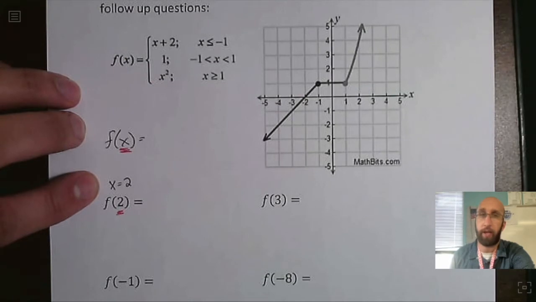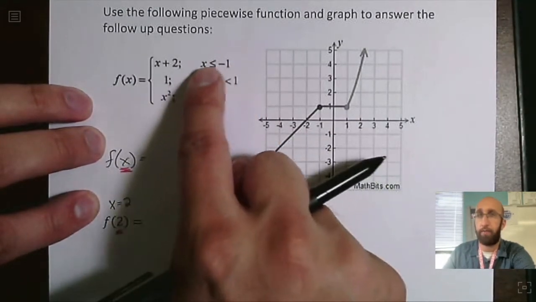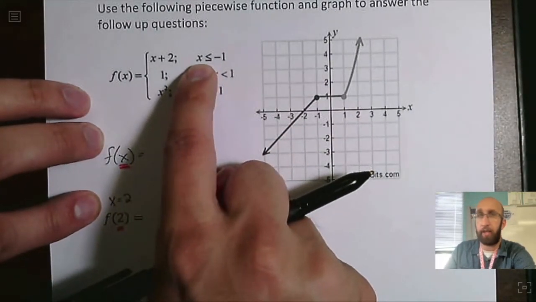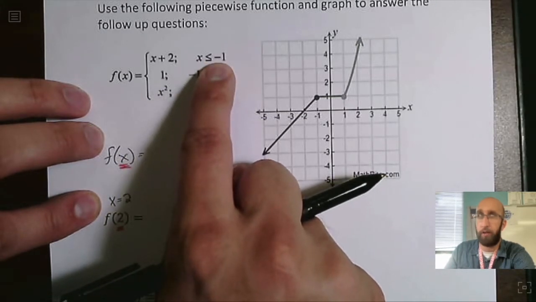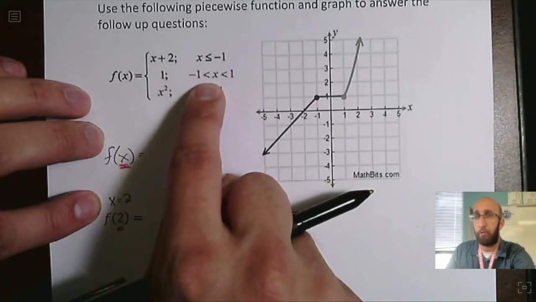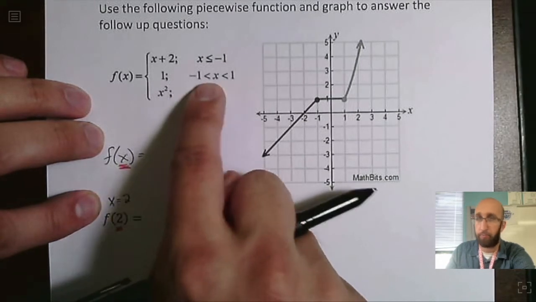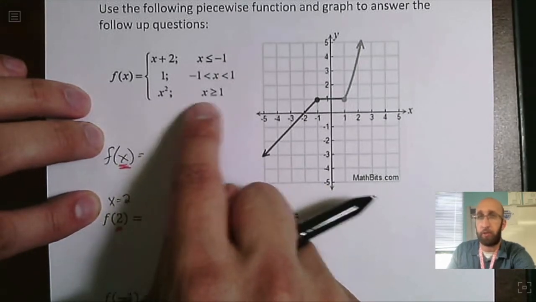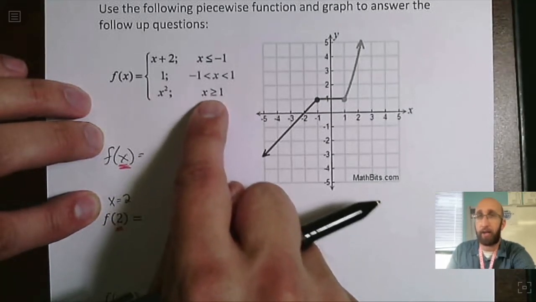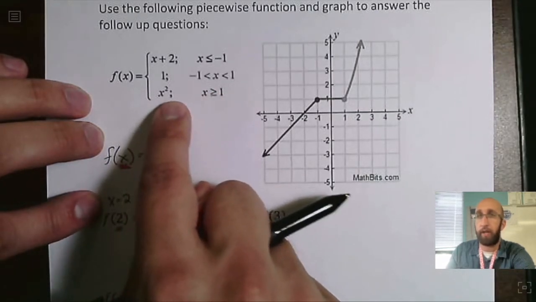If we know that x is equal to 2, let's take a look at our restrictions here and figure out which piece I should be using. Is 2 less than or equal to -1? No, so we should not use this piece. Is 2 greater than -1 but also less than 1? No, so we shouldn't use that piece. Is 2 greater than or equal to 1? Yes. My x value of 2 fits with this inequality, so we need to use this piece of the function.